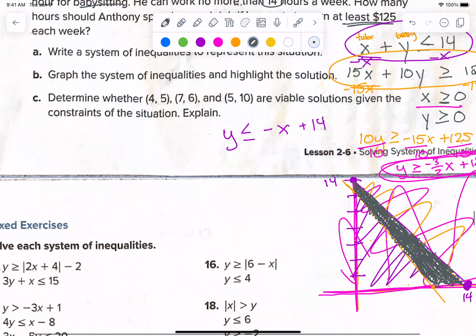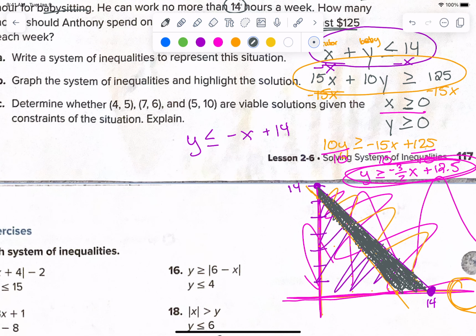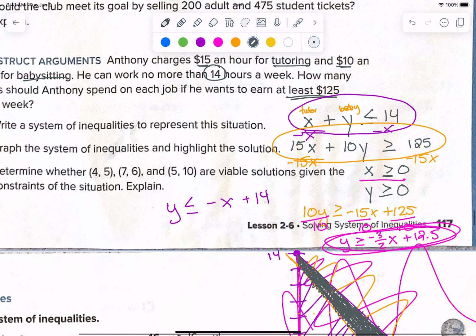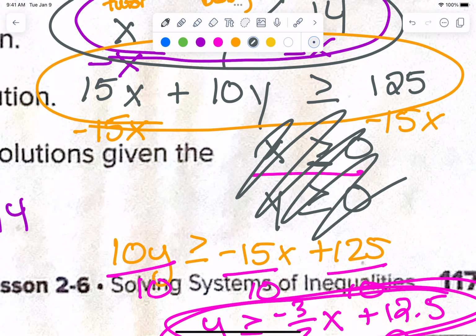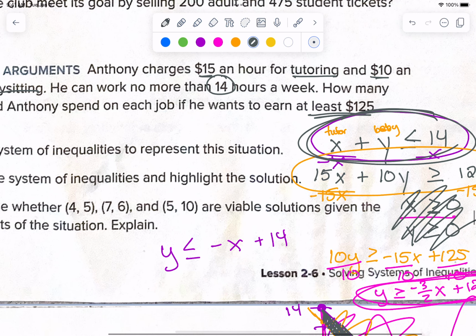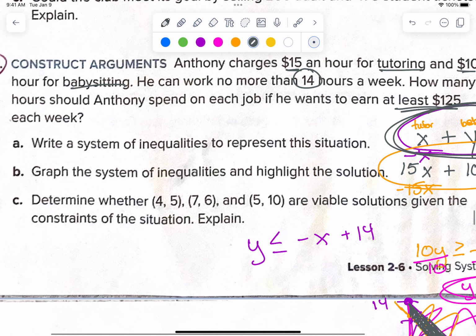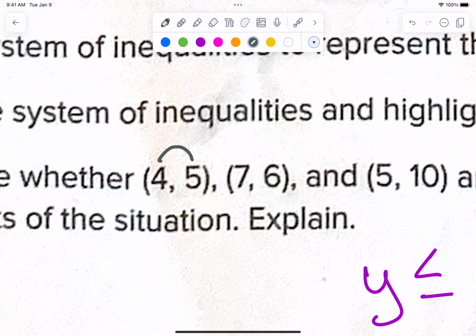All right, next. Determine whether (4, 5), (7, 6), and (5, 10) are viable solutions. Okay, I'm going to do it by using the equations, right? The first thing I need to check, well, I guess all of those numbers are bigger than 0, so I don't even have to worry about these two things being okay. Let's check the first thing. If I add them together, are they less than 14? If I add 4 and 5 together, is that less than 14? Yes. 7 and 6, less than 14? It's 13, so less than 14, it works, right? 5 and 10. No. The last one's not going to work.